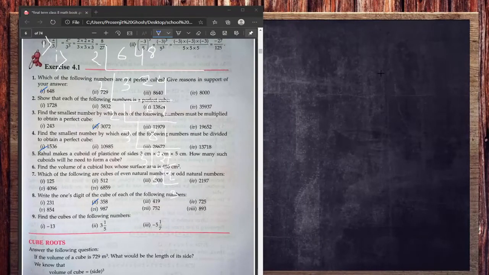Welcome back. Today we are going to learn cube and cube root, where we are starting exercise 4.1, where we have to learn about cubes only. Now what is a perfect cube?